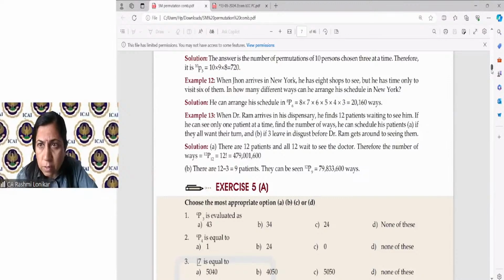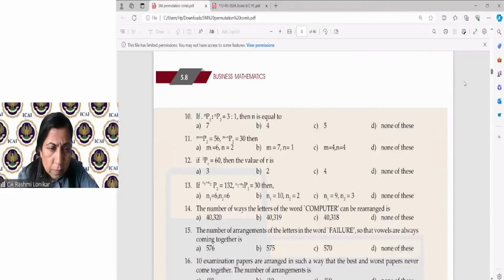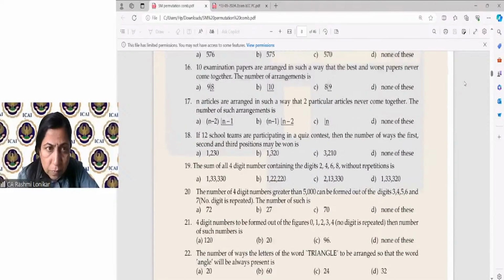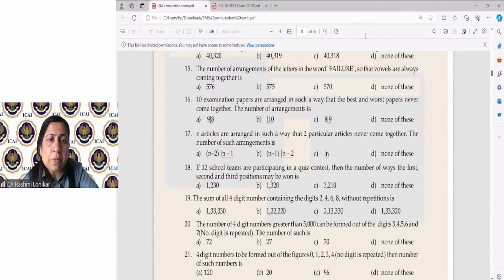Okay, this is exercise A, and the 16th question in exercise A. 10 exam papers are arranged in such a way that the best and the worst papers will never come together.